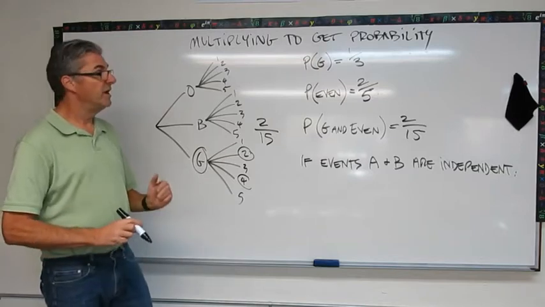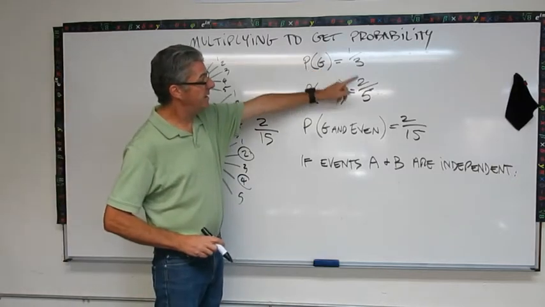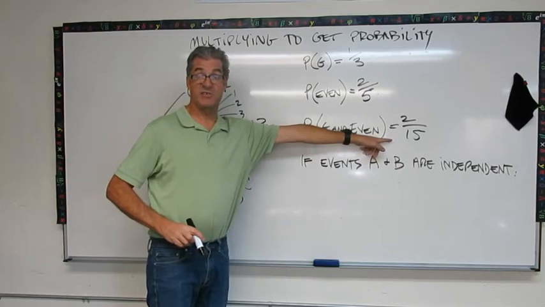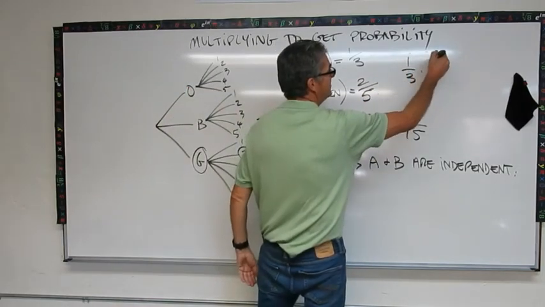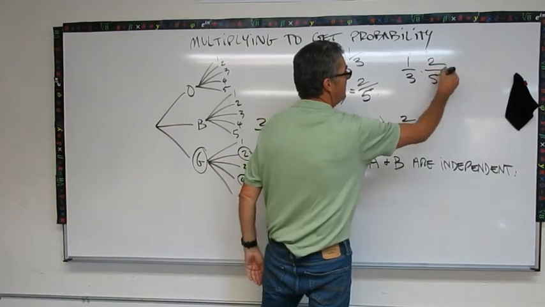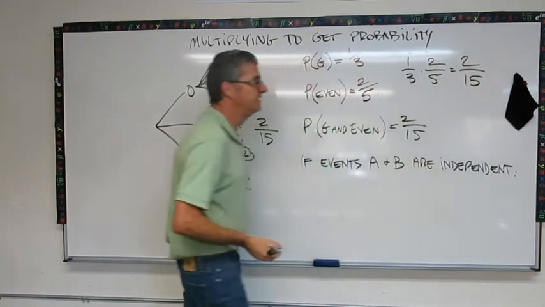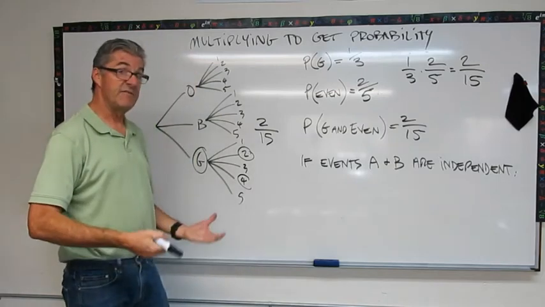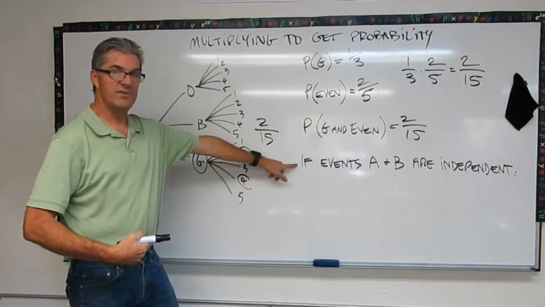Okay, so if you noticed that multiplying the probability of the first one by the second one gives us the solution, you got it. Because 1/3 times 2 over 5 gives us 2 over 15. Okay? So that's interesting. In fact, we're going to exploit that and make a rule out of it. So here's the spot for the rule.